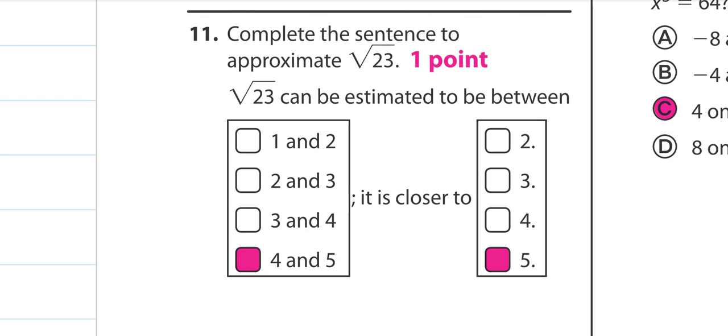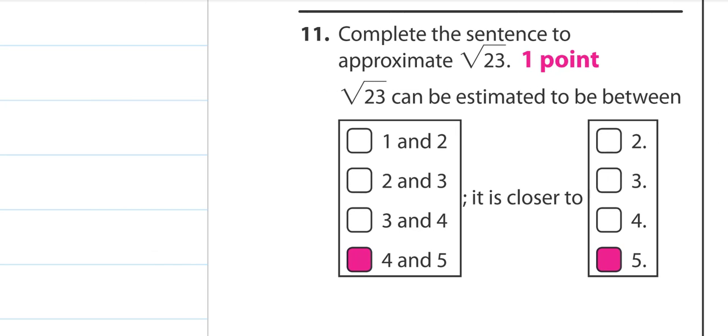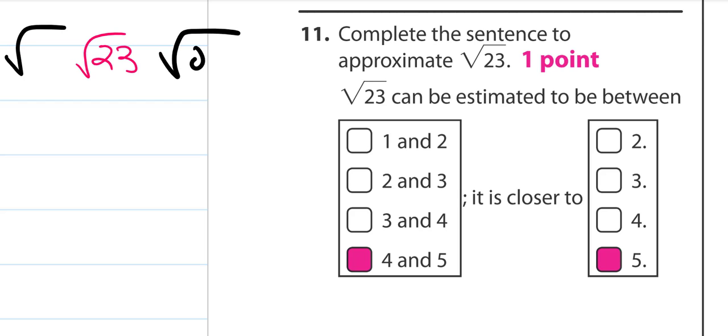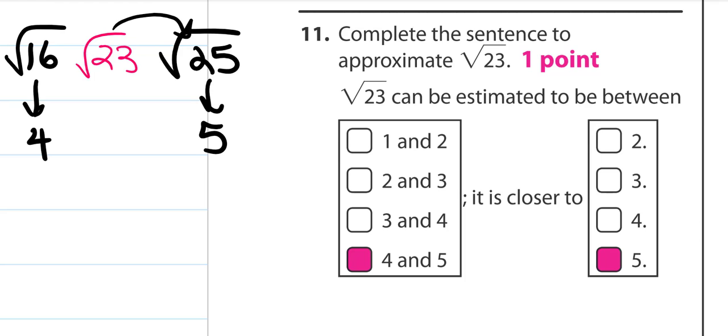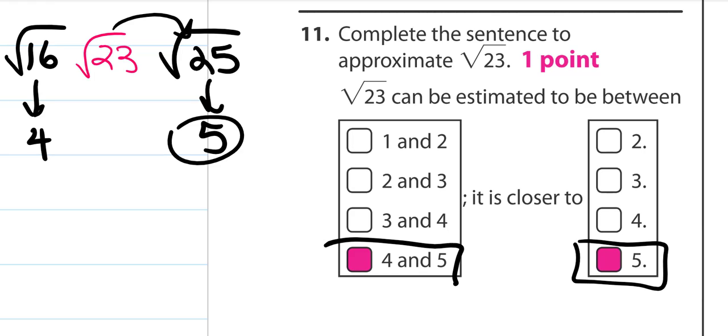For number 11, we're being asked to complete the sentence to approximate the square root of 23. And so the square root of 23, we know that it would be between the two perfect squares of 16 and 25. And those are going to simplify down to 4 and 5. So it's between 4 and 5, and 23 is much closer. It's only 2 units away from 25, so it's going to be closer to 5, which is why they have the answer here, that it is between 4 and 5, but closer to 5.